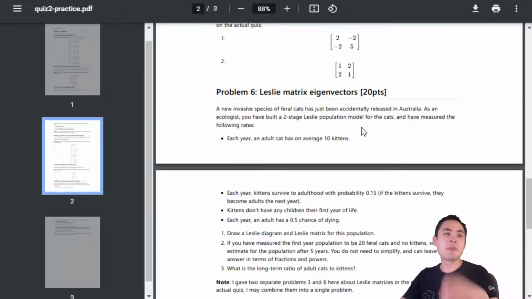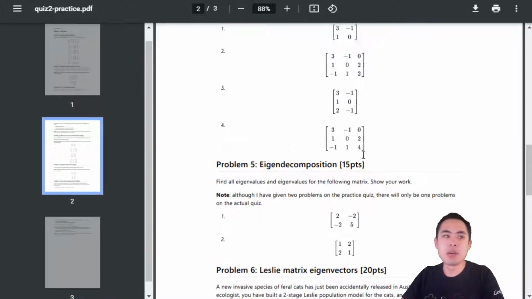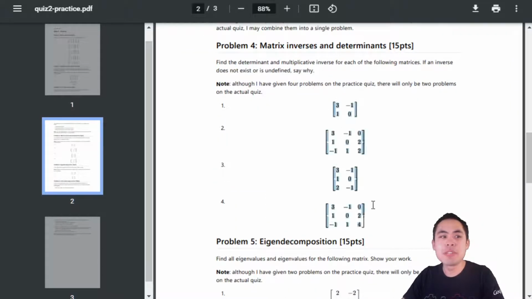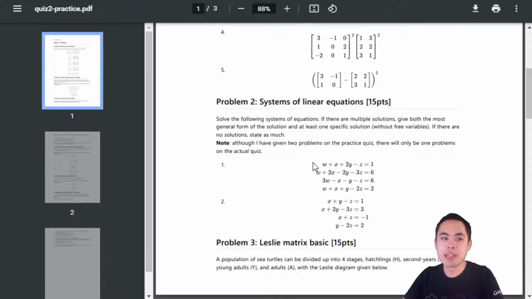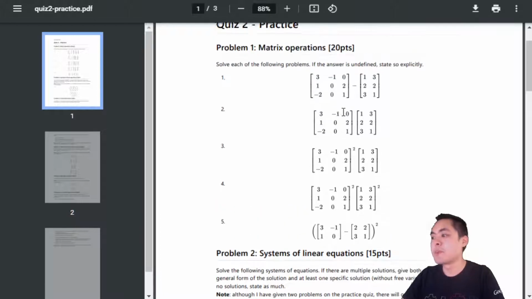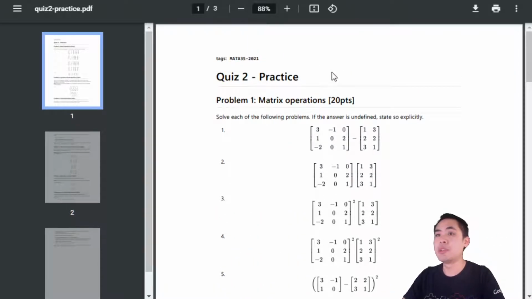This practice quiz is much longer than your actual quiz will be. I have a couple notes here, like for the actual quiz, there will only be 2 of these sorts of problems instead of 4, or only 1 large system of equations instead of 2. And I might mix together the Leslie matrix equations, because I tried this out and it took me too much time. So I will be making it significantly shorter. But these are the types of questions that I expect you to be able to solve for quiz 2, which will be next week. So not this tutorial, but the tutorial next week.